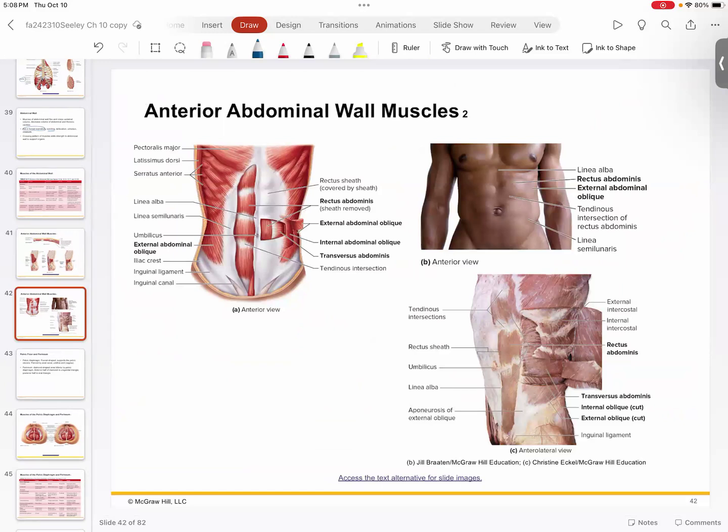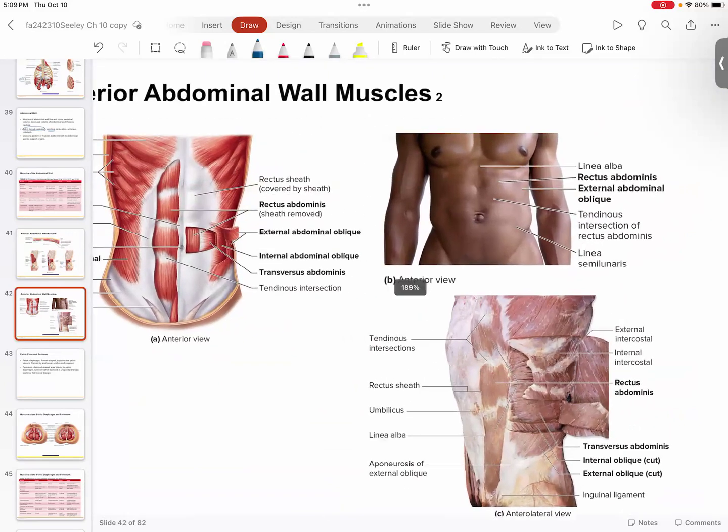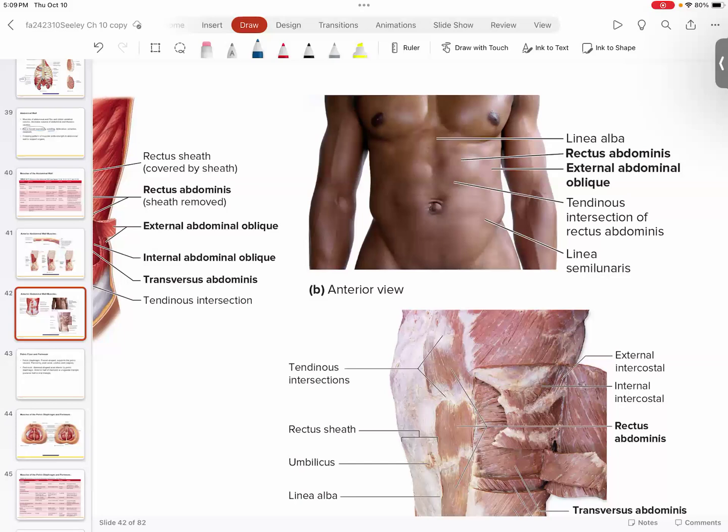So here's a well-developed individual. You can see the parts, or the bellies, if you will, of the rectus abdominis. So basically that's your six-pack. That's what you're looking at, your rectus abdominis.